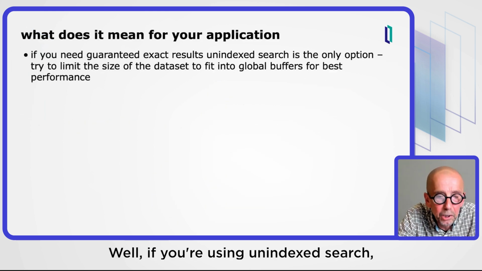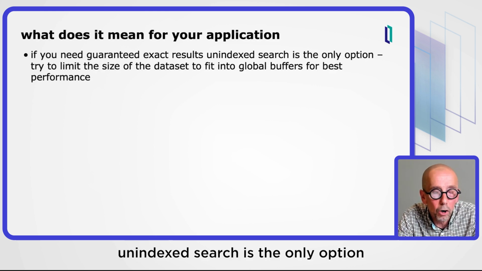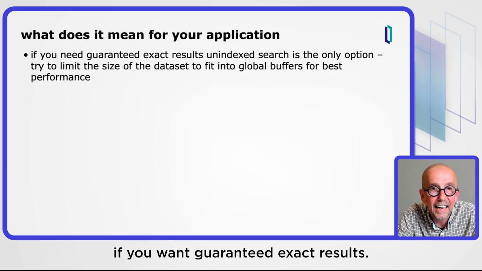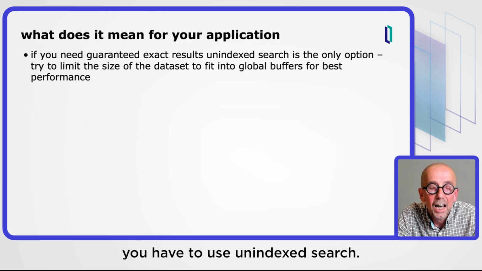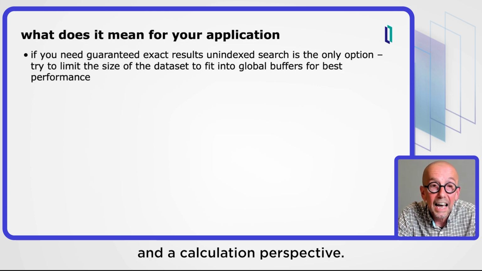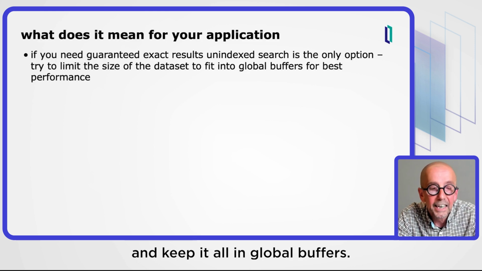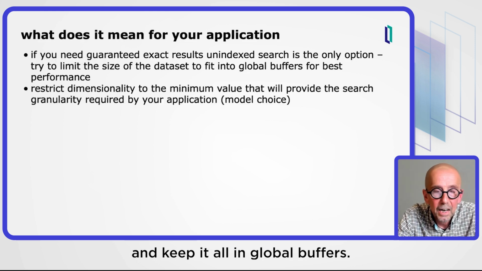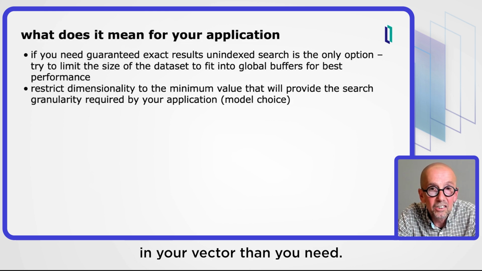If you're using unindexed search, it's the only option if you want guaranteed exact results. If you want ground truth, you have to use unindexed search. If you do use unindexed search, it's expensive from a compute and a calculation perspective. Try and keep the data set as small as possible and keep it all in global buffers. Restrict the dimensionality.